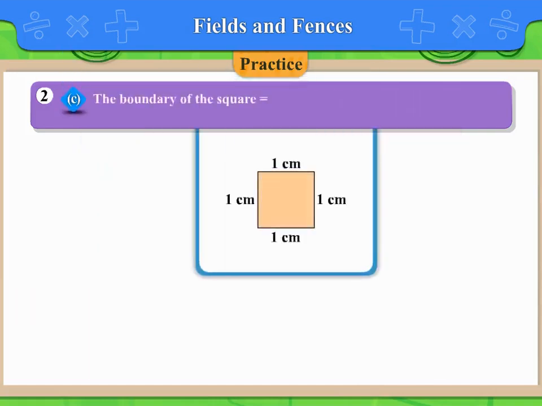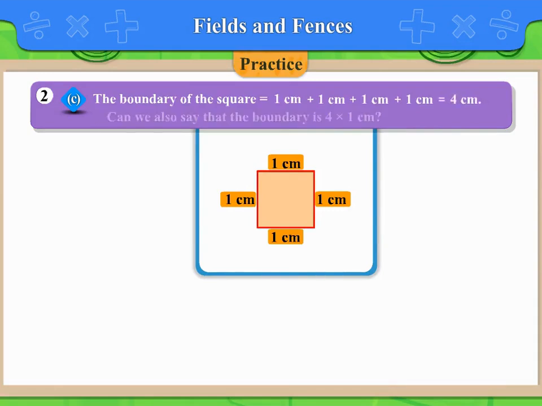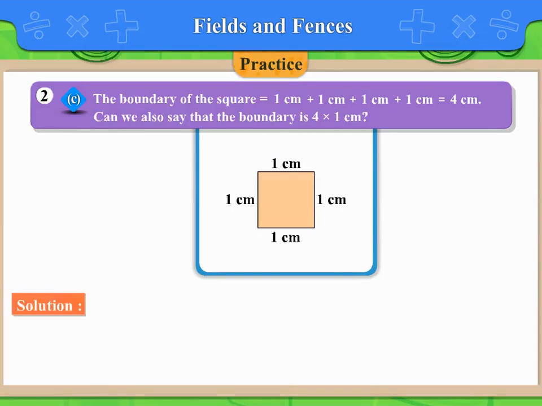C. The boundary of the square of 1 centimeter is 1 centimeter plus 1 centimeter plus 1 centimeter plus 1 centimeter is equal to 4 centimeter. Can we also say that the boundary is 4 into 1 centimeter? Solution. Yes, it is 4 into 1 centimeter.